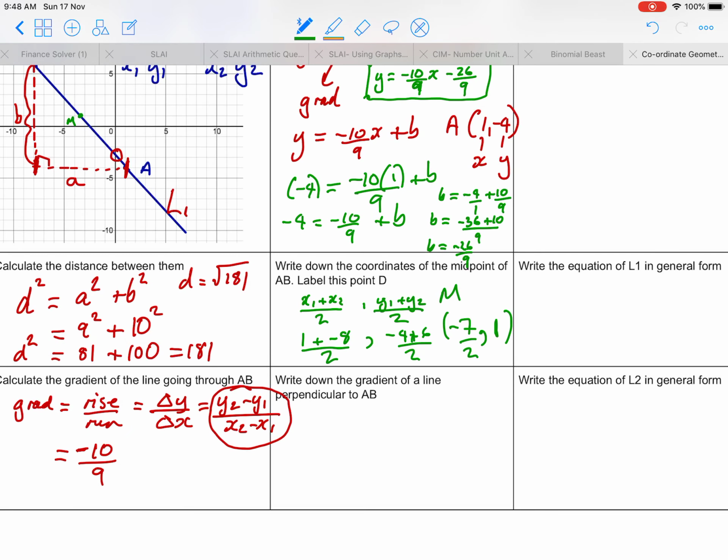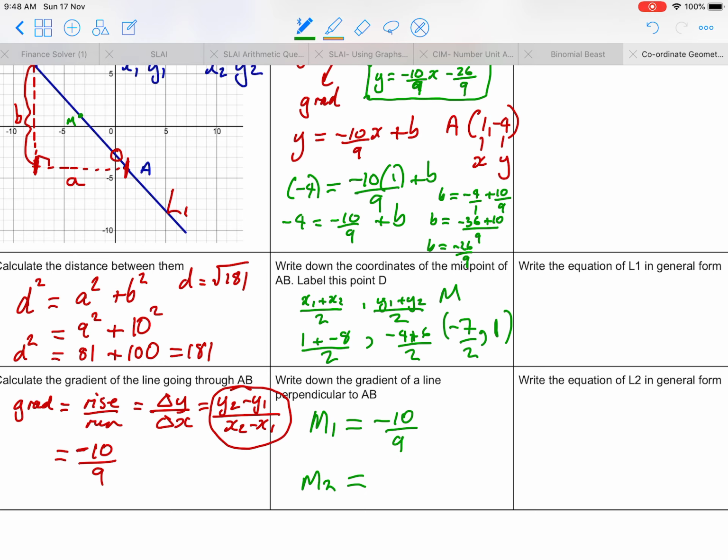Write down the gradient of a line perpendicular to AB. Okay, so basically M1, the gradient for the first line, we'll call it M1, the gradient for line 1. We said that was negative 10 over 9. And then the gradient of line 2, we'll call it M2. And it's just a simple thing.